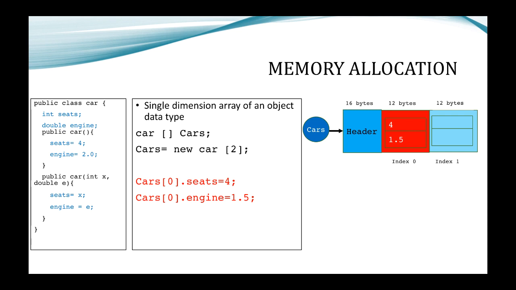Next, let's copy some values in the other object, which is currently empty. So you're going to say cars of 1.seats is 7 and .engine equals 3.6. So there you go. We go and copy these values in the array.